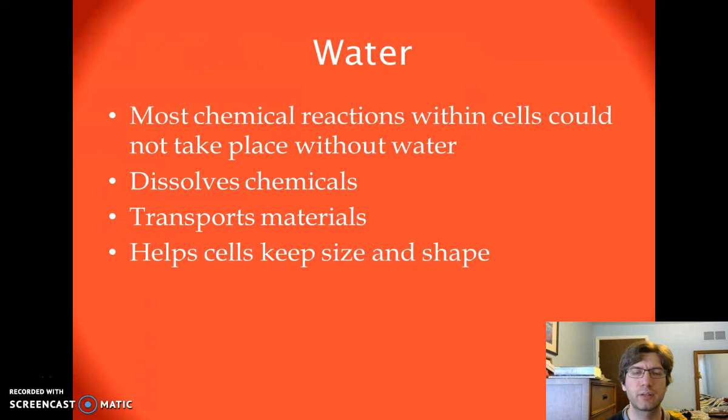Our last chemical compound in living things is water. Water is used for many different things. Not only do we break it apart to use the hydrogen and oxygen out of it for different processes, it also helps dissolve other chemicals, so we can break apart those chemicals or compounds and use them. It helps us transport materials throughout our cells from one cell to the next. It also helps keep cells their size and shape. So as opposed to animal cells, which don't have a cell wall to help give them some support and structure, water can help with that as well.